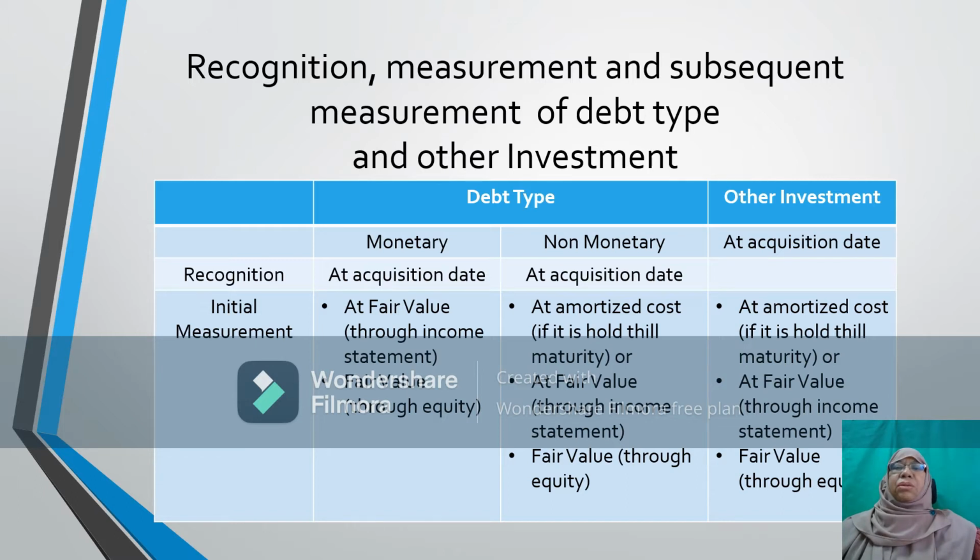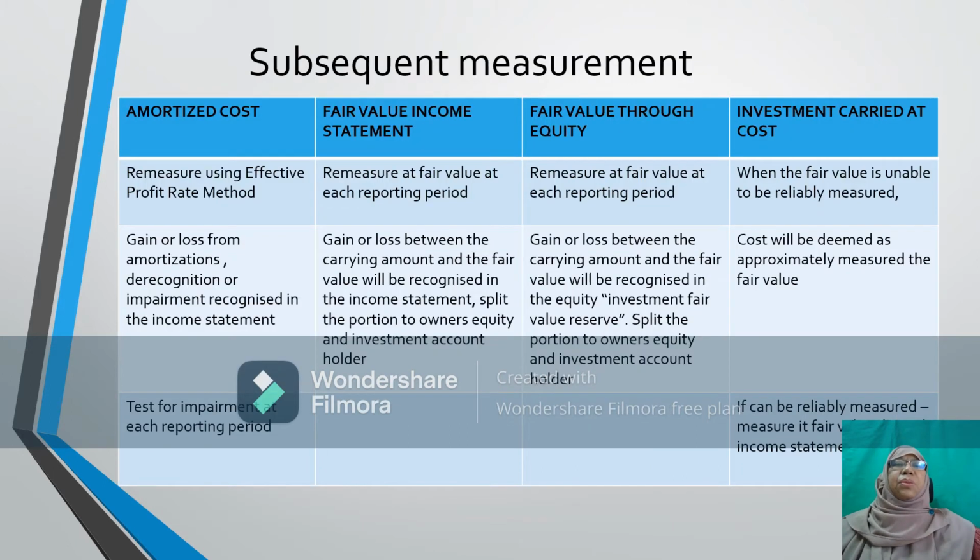It can be at amortized cost if it is held until maturity, or it can be at fair value through income statement, and the last one, fair value through equity. For other investment, the manner in which it is recognized and the initial measurement is similar to the non-monetary debt type. For subsequent measurement, one will be relying on the manner in which the initial measurement has been done. If the initial measurement is based on fair value income statement, then subsequent measurement will be based on the fair value income statement.